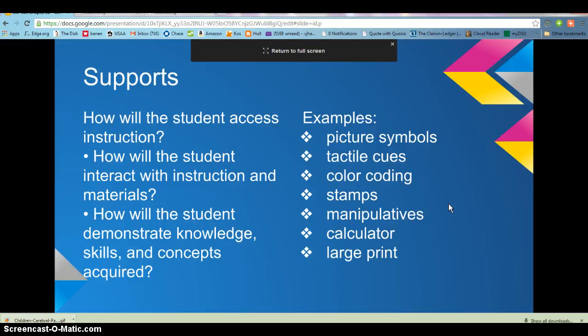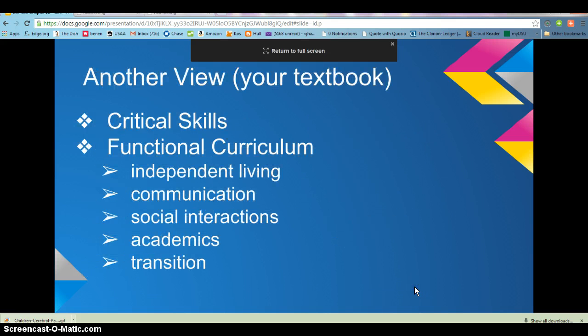How will the student access the instruction? How will he interact with the instruction and the materials? How will he demonstrate his knowledge, his skills, and his concepts? And so just as we looked at before, we can use picture symbols, tactile cues, color coding, stamps, manipulatives, calculator, large print, and many other examples.